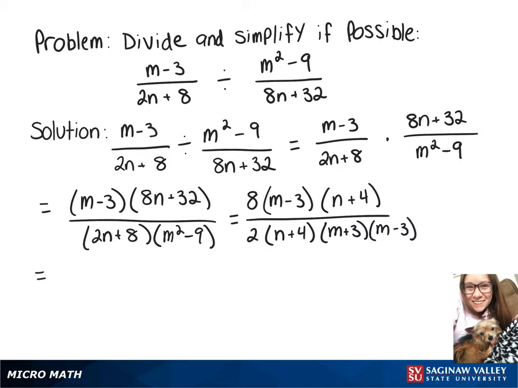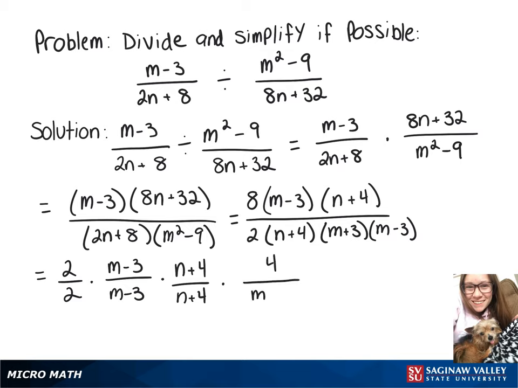To simplify this, we can think of 8 as 4 times 2. So we can write 2 over 2 times (m minus 3) over (m minus 3) times (n plus 4) over (n plus 4) times 4 over (m plus 3). Now all of these parts will cancel out, leaving us with our final answer, 4 over (m plus 3).